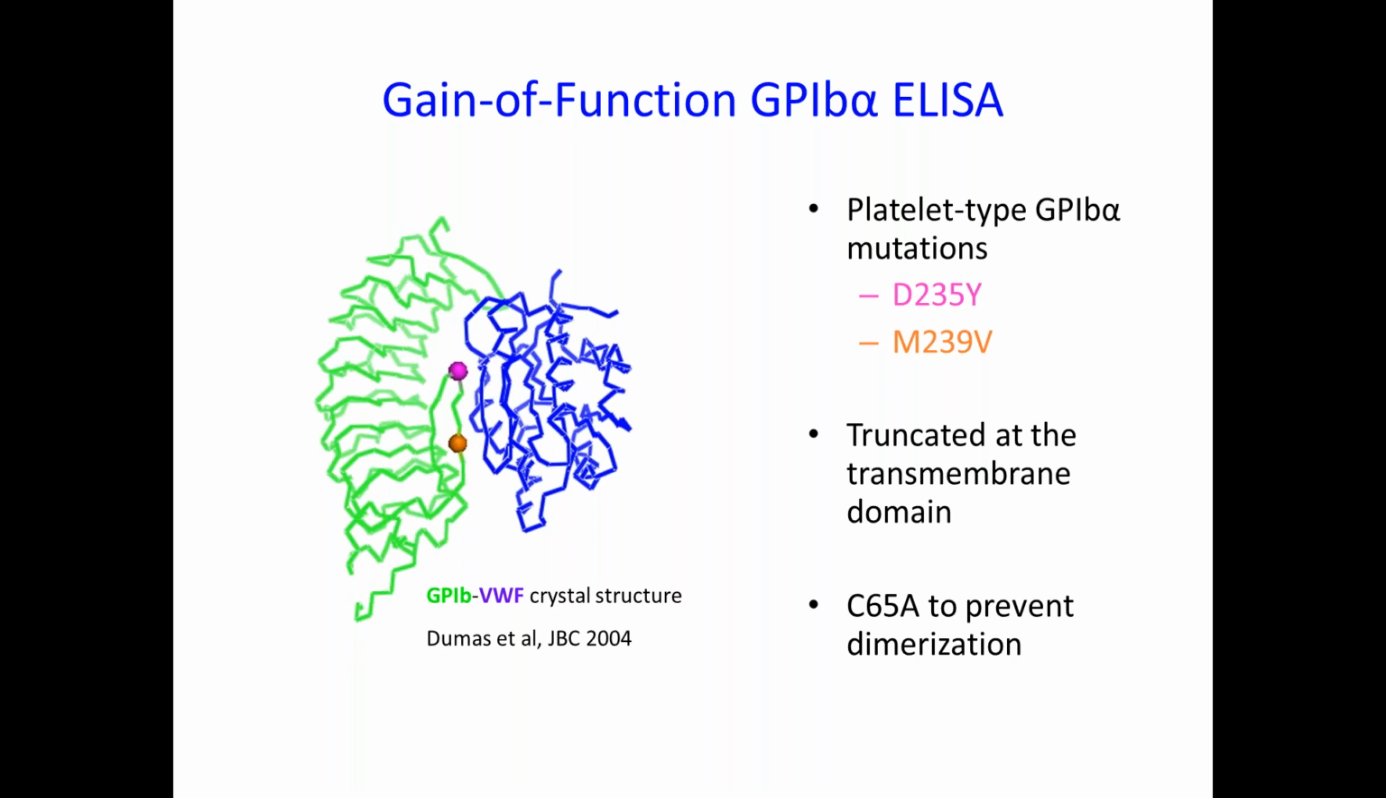When you have a gain of function in the VWF that causes spontaneous binding, that's type 2B von Willebrand disease. When those variants are in the GP1B, it's platelet type von Willebrand disease because the problem is in the platelets. So what we did was change the residues in pink and in orange here from the wild type, which was D235 and M239, to a tyrosine and a valine, respectively. The construct was truncated at the transmembrane domain because we didn't need it to stick in a platelet membrane, and then a mutation was inserted to prevent dimerization. And this was used without ristocetin as a way to bind von Willebrand factor.